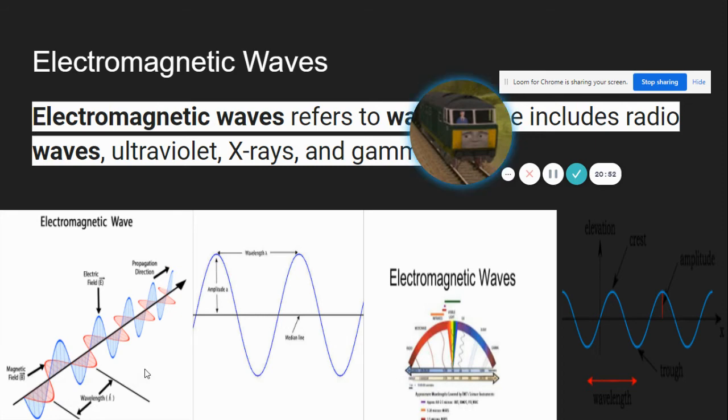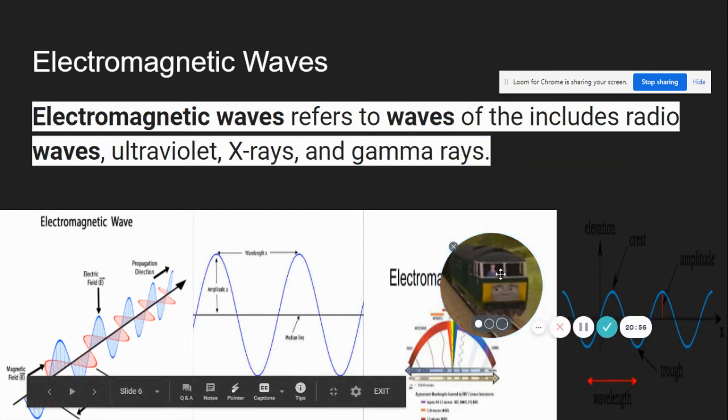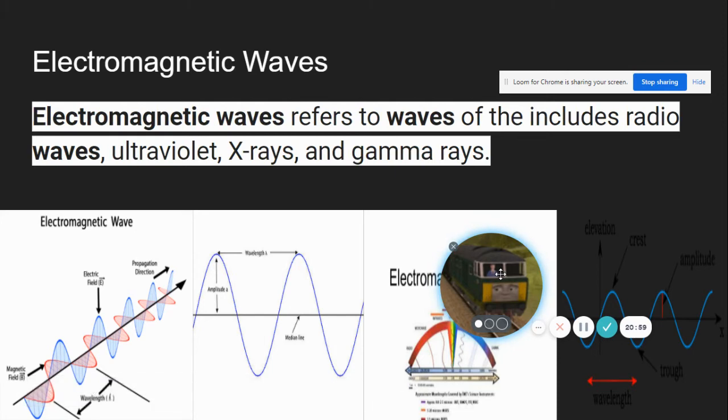Electromagnetic waves refers to waves that include radio waves, ultraviolet, X-rays, and gamma rays. So what do you think it represents? Just let me know in the comments. If you can answer this question: what are gamma rays? What are X-rays and what is ultraviolet? What's the definition of those words? Just give me your best effort. Look it up if you don't know what it is.